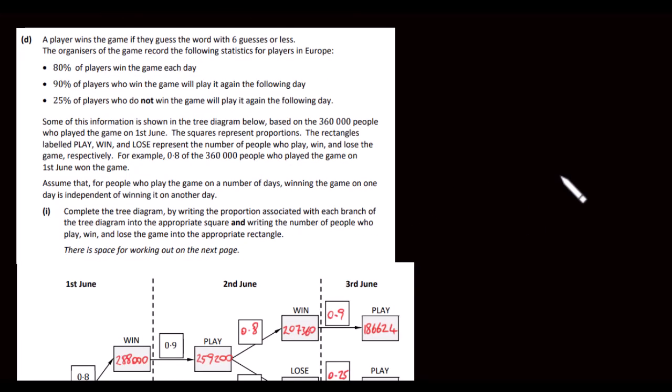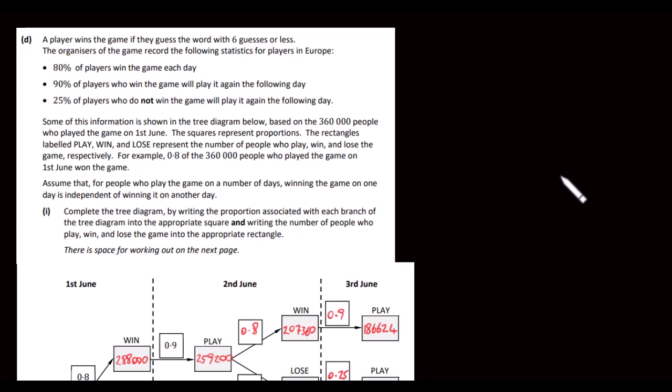Okay, next part, D then. A player wins the game if they guess the word with 6 guesses or less. The organizers of the game record the following statistics for players in Europe. 80% of players win the game each day. 90% of the players who win the game will play it again the following day. 25% of players who do not win will play it again the following day.